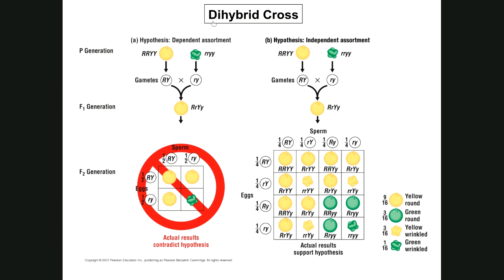But the di, the way I define the di, focuses on two different traits. That's how I define the di for dihybrid cross. Di means focuses on two different traits. Examples: seed color, seed shape.